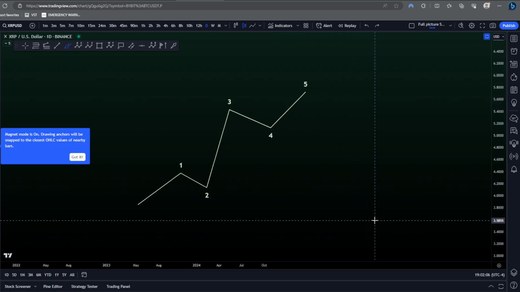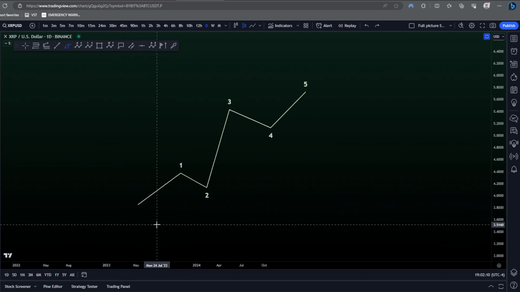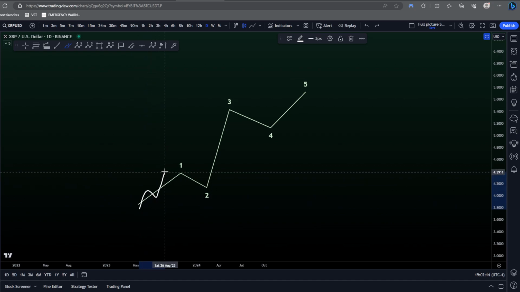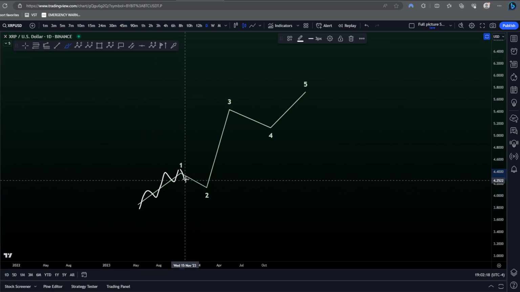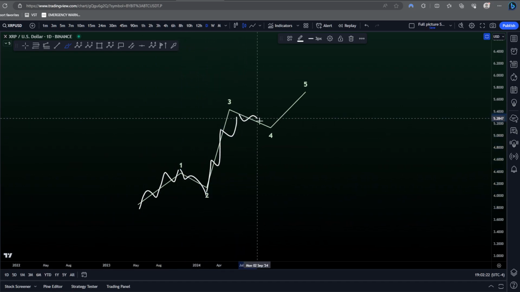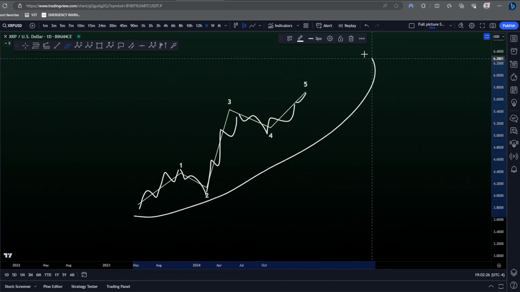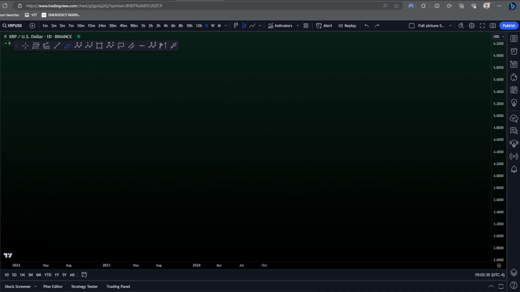But most of the time, I wouldn't say most of the time, the higher percentage of the time, you're going to get just a regular impulse. And that's how you know we're starting something. Correction, regular impulse. Correction, regular impulse. Done, right? Boom, impulsive waves. You're a pro.